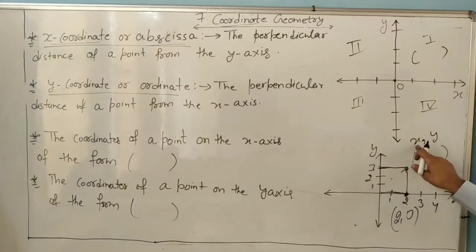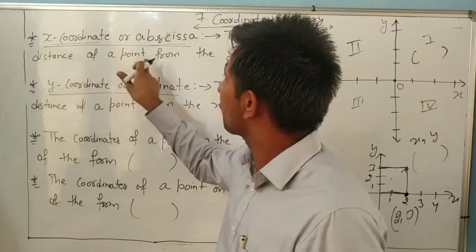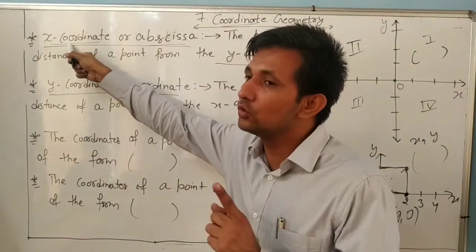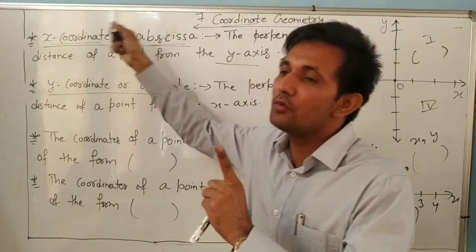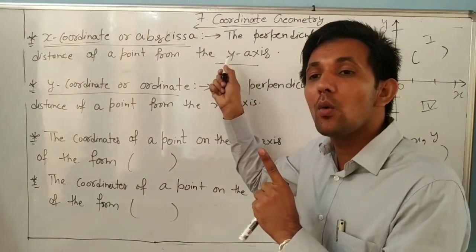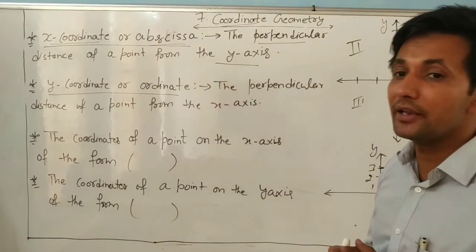So how to find the x coordinate? Look at the perpendicular distance of a point from the y axis. If we want to find the x coordinate, we will check how much distance it is from the y axis, and this distance must be perpendicular.